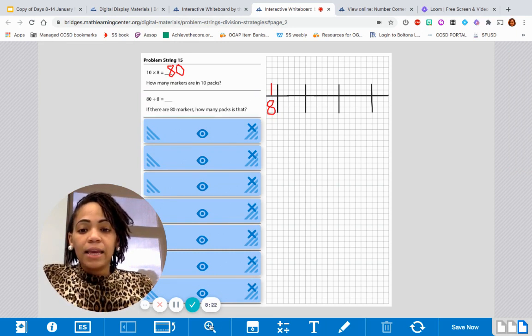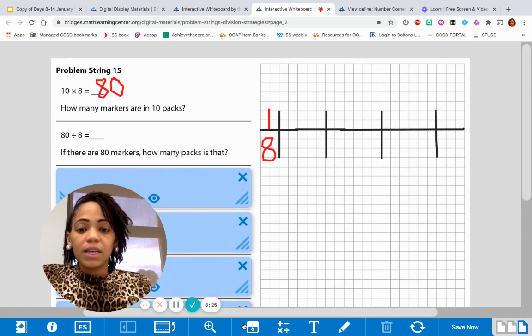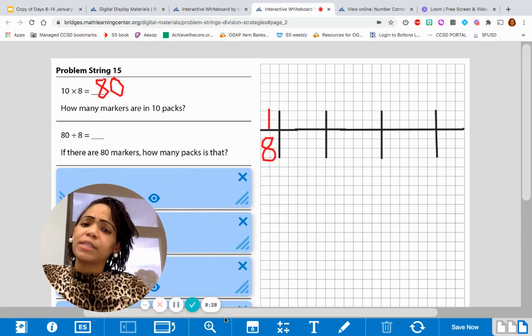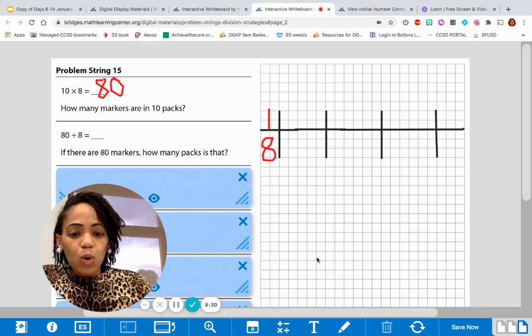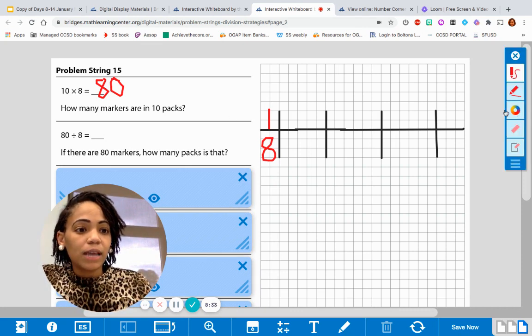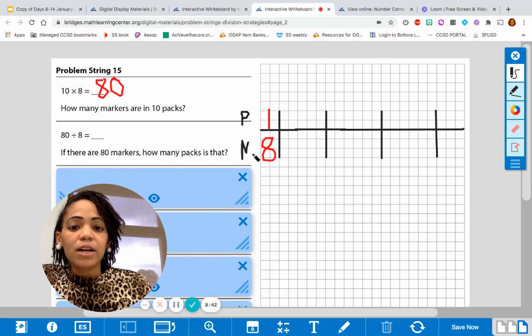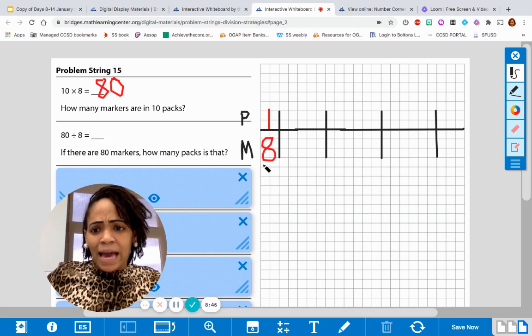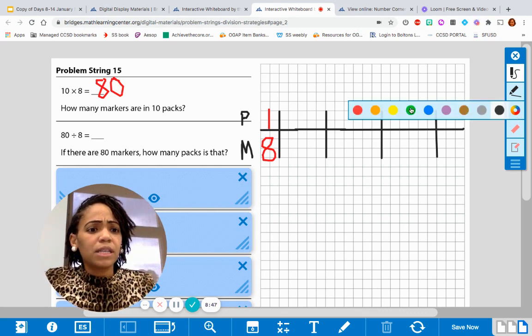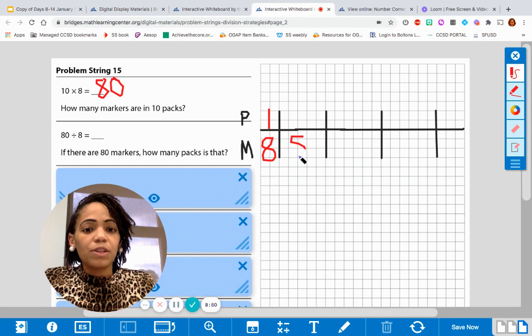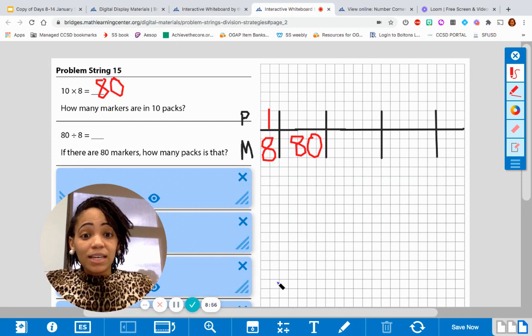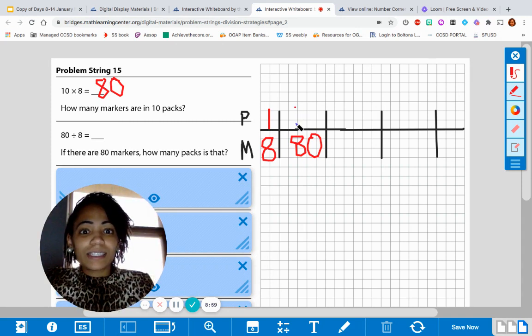80 divided by 8. There are 80 markers. How many packs is that? Well, maybe I need to label this as P for packs. And then M is going to be for markers. So in one pack, we have 8 markers, and they're asking how many packs is it if we have 80? So if I were to fill in 80 here, and hopefully we can use what we just did with our first problem, 10 times 8, then we know that this is going to be 10.